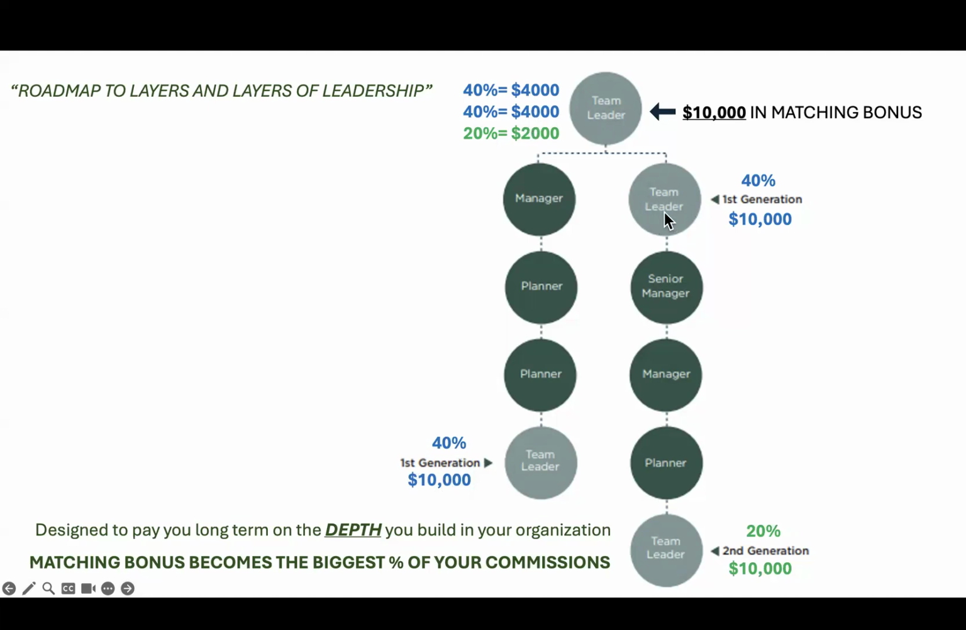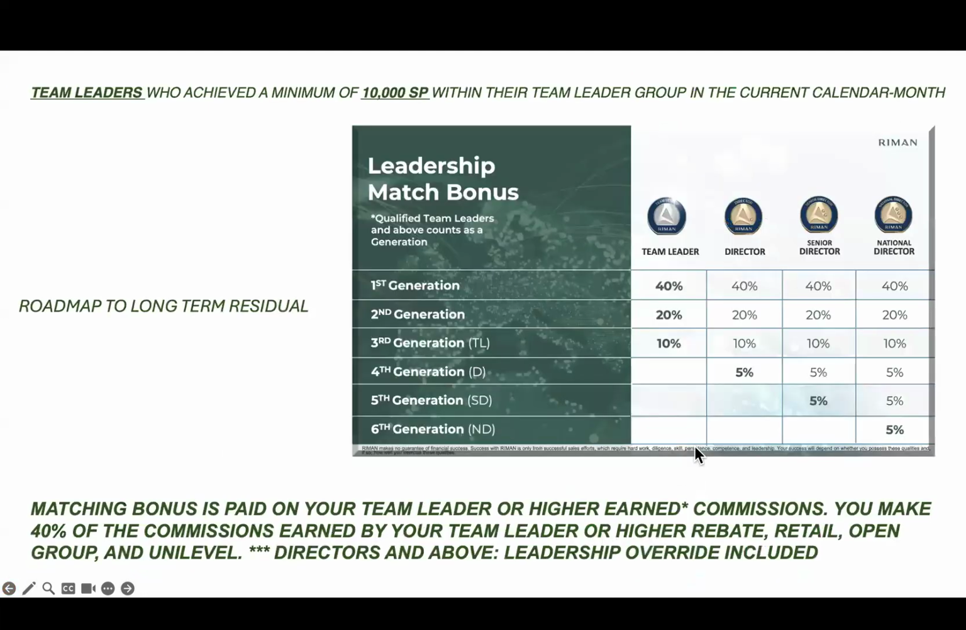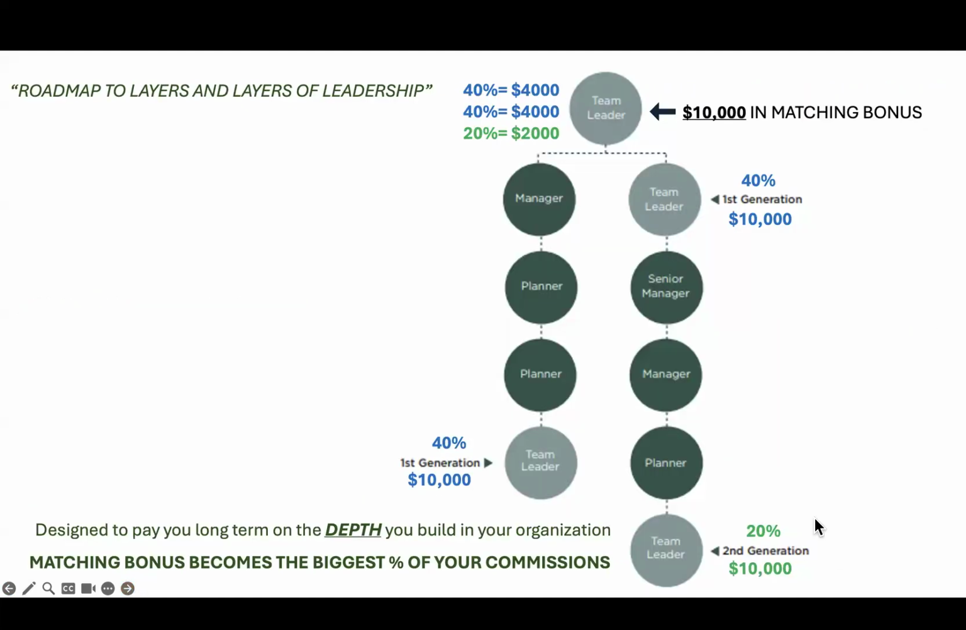Now, let's just say my team leader here promoted another team leader. To my team leader, that's his first generation, but to me, that's my second generation below my first guy, right? So this is my second generation. Same thing, if he generates 10,000 in income for my second generation, remember, on your second generation team leader, you're getting 20%, right? So for my second generation, I'm getting a 20% matching, and 20% of 10 grand is $2,000. So I took home on top 10,000 in matching bonuses for the production of my team leaders.